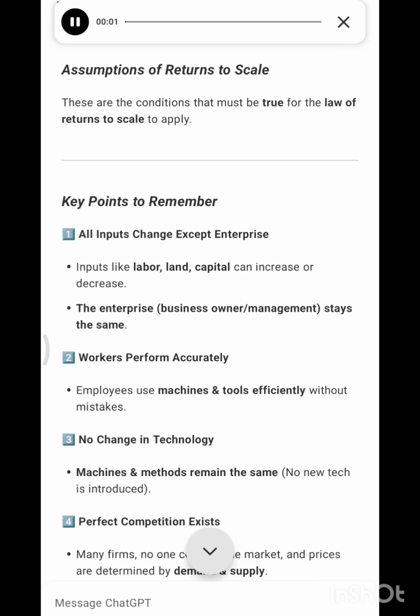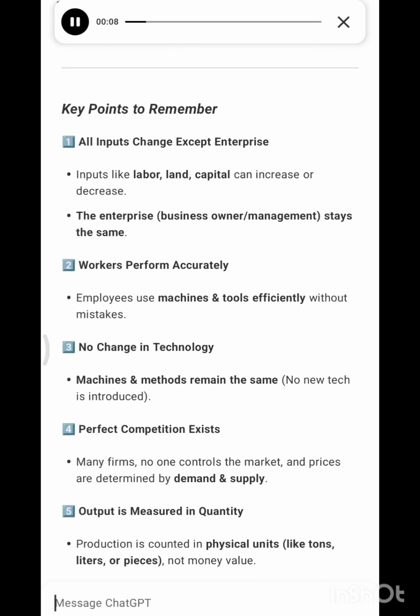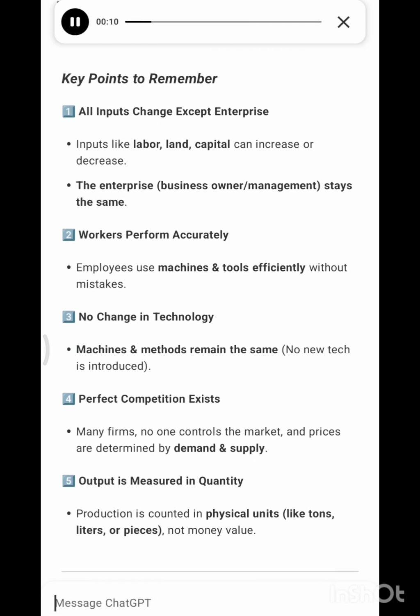Assumptions of returns to scale. These are the conditions that must be true for the law of returns to scale to apply. Key points to remember. 1. All inputs change except enterprise. Inputs like labor, land, capital can increase or decrease. The enterprise, business owner management, stays the same.